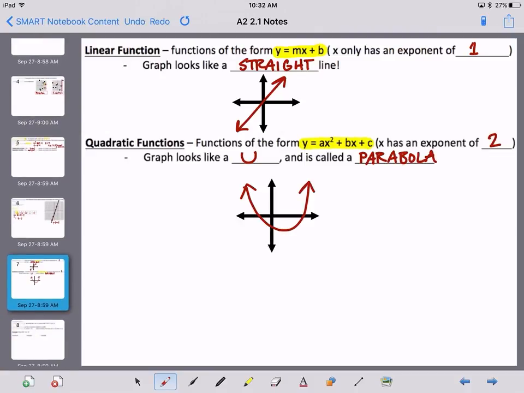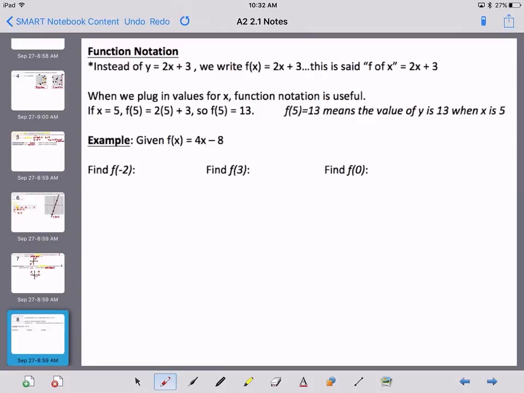All right, so if we take a look at one more thing here, this function notation, really the only thing you need to know about it is that instead of y, we use this f with x inside parentheses. So how we would read that is f of x equals 2x plus 3. Okay, and it is really useful.